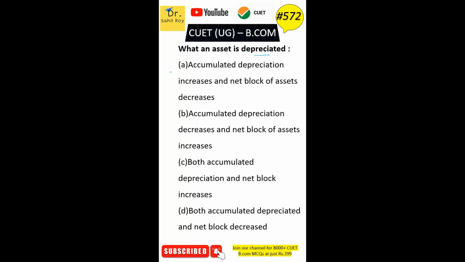When an asset is depreciated? Option A, accumulated depreciation increases and net block of assets decreases. Option B, accumulated depreciation decreases and net block of assets increases. Option C, both accumulated depreciation and net block increases. Option D, both accumulated depreciation and net block decreased. इस क्वेश्चन का सही आंसर है ऑप्शन ए, accumulated depreciation increases and net block of assets decreases. Option A is the correct answer for the given question.